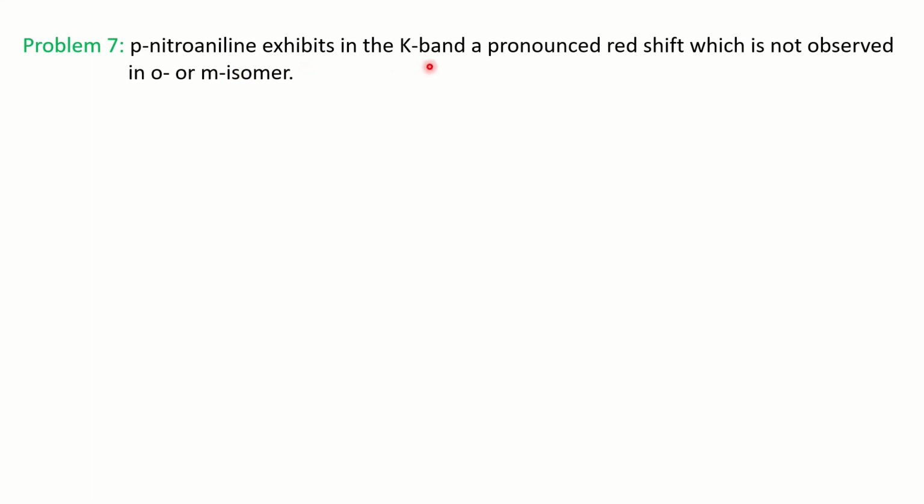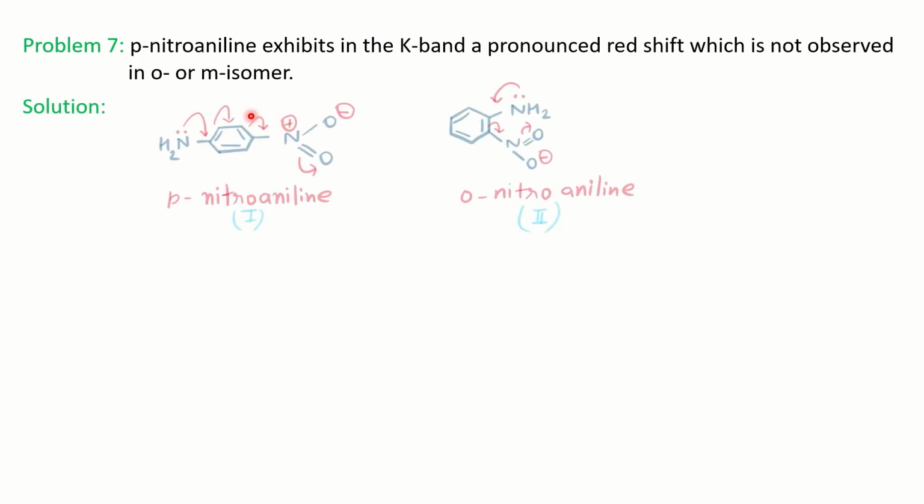Para-nitroaniline exhibits in the K band a pronounced red shift which is not observed in the ortho and meta isomers. So what is para-nitroaniline? At the para position you have a nitro group, and on one side it is NH2. Aniline, all of you know, is C6H5NH2, and here the para position has a nitro group. Now if you see this structure, you can notice on one side you have an electron donating group, while on the other side you have an electron withdrawing group.